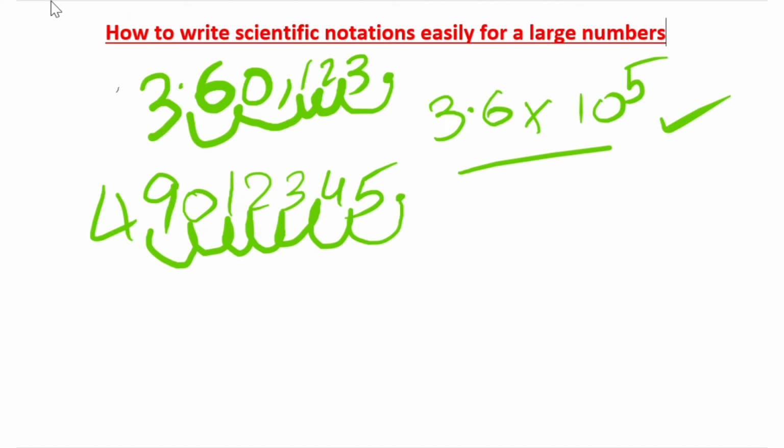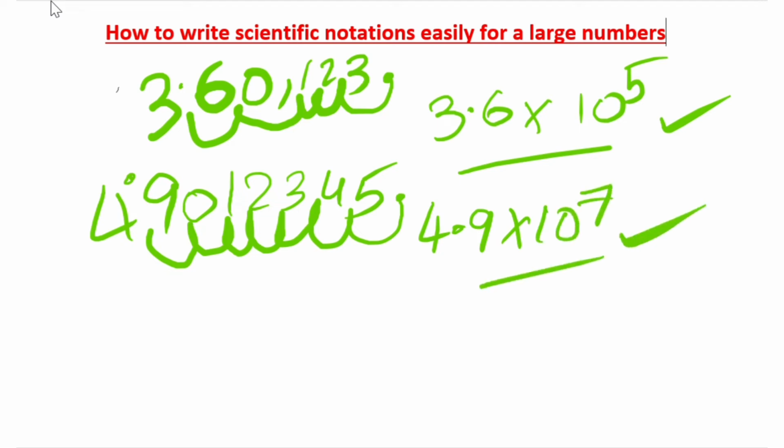So you need to take the decimal over here, and you need to write 4.9 into 10 power 7. So this is the scientific notation. You will be representing very large numbers in scientific notation in a very easy way.